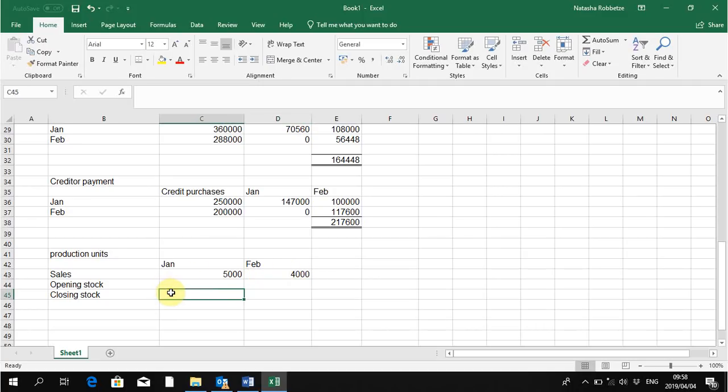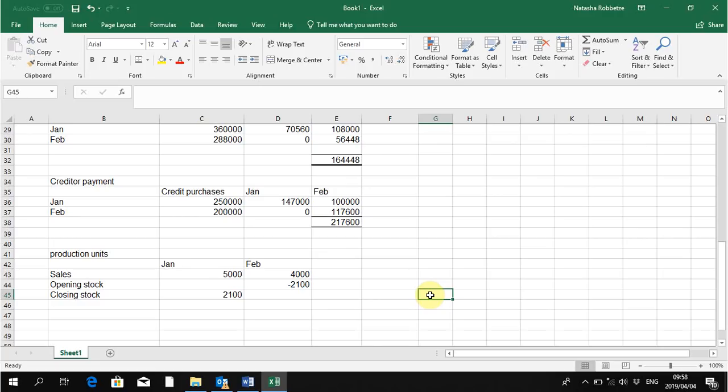Then I can calculate the closing stock for January, because they say it is 10% of the current month's sales plus 40% of the next month's sales. So I'm going to take the current month's sales of 5,000 units at 10% plus the next month's sales, which is 4,000 units at 40%. And that gives us closing stock of 2,100. Closing stock will become opening stock, and you should know when we calculate production units, opening stock is deducted. So I'm just going to say minus 2,100.